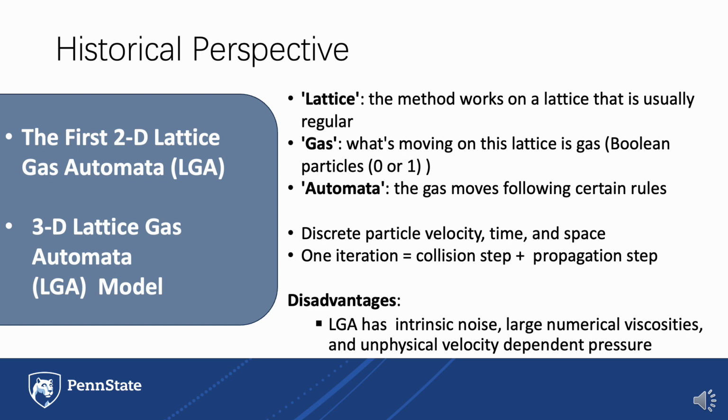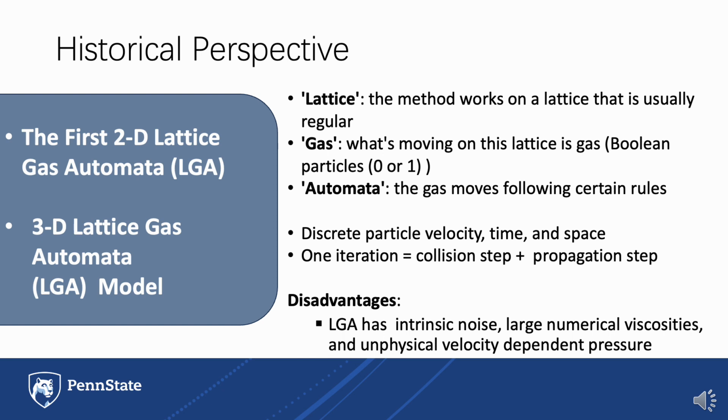So to elaborate more on lattice gas automata in general, for LGA, the word lattice suggests that the method works on a lattice that is usually regular. The word gas indicates that what's moving on this lattice is gas, and this gas is represented using Boolean particles, that is 0 or 1. And the word automata implies that this gas moves following certain rules.